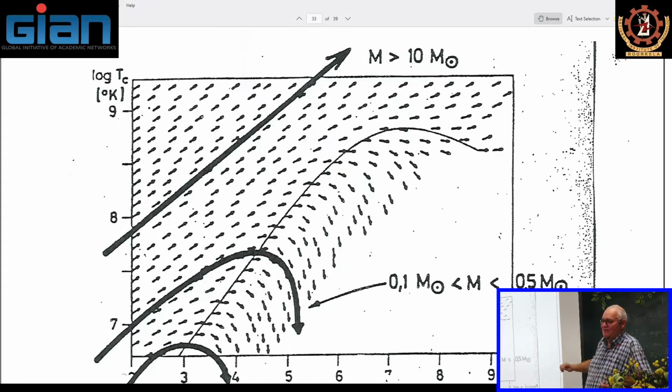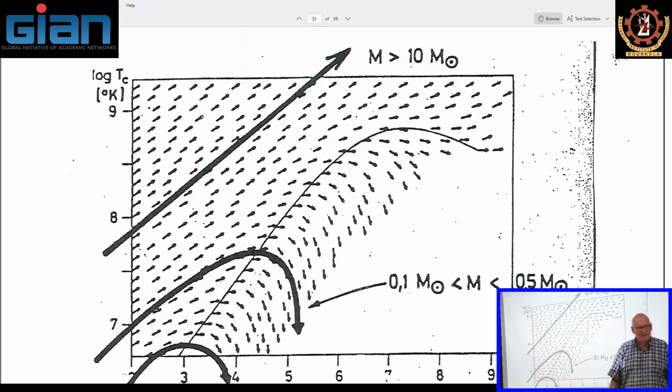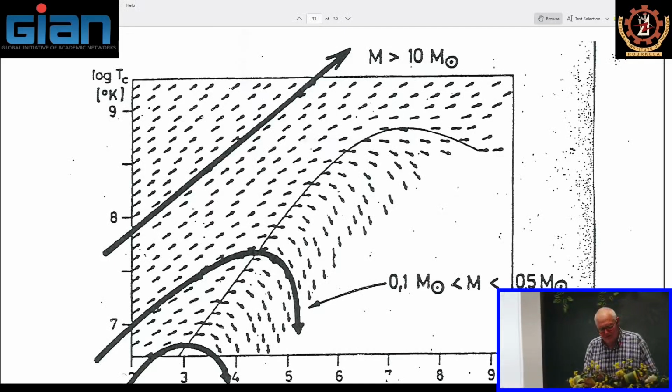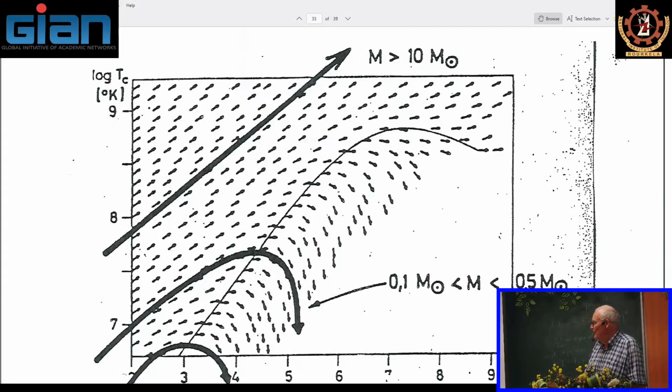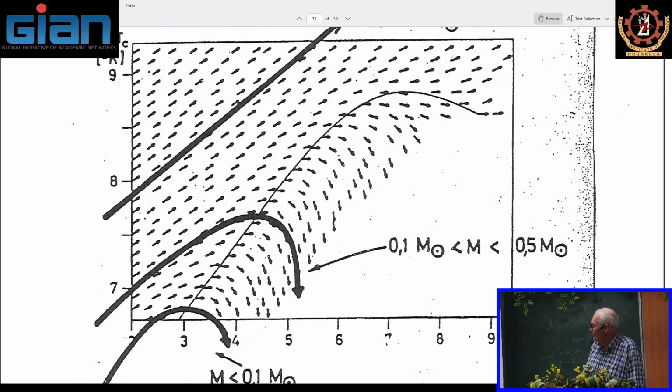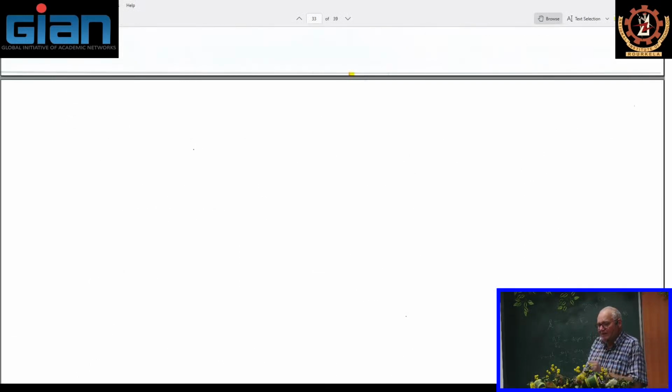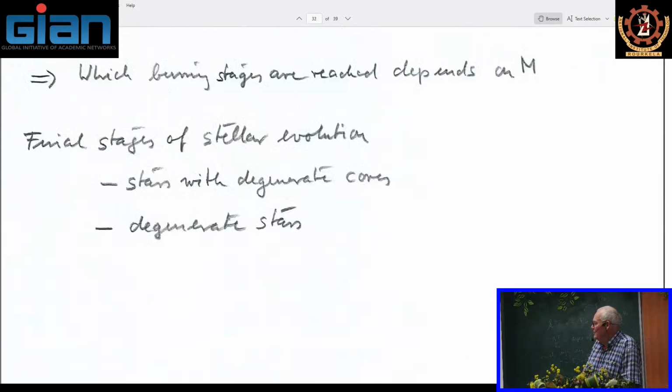If it's less massive, then the evolution may stop before silicon burning, or if the star is even less massive, then it will stop before oxygen burning, or if it's very low mass, then it even stops before it comes to hydrogen burning. This is the case for masses below 0.1 solar mass. Okay, that's the evolution in a schematic way in the interior of the star.